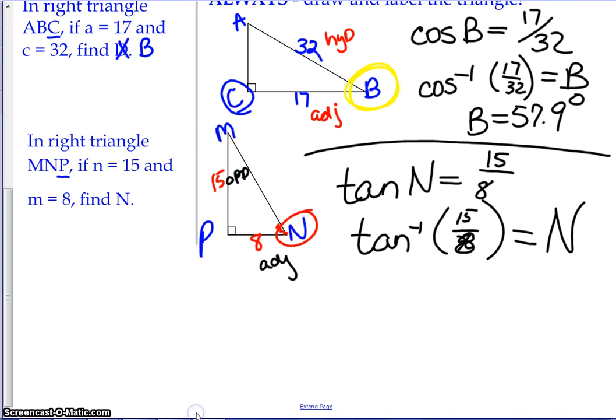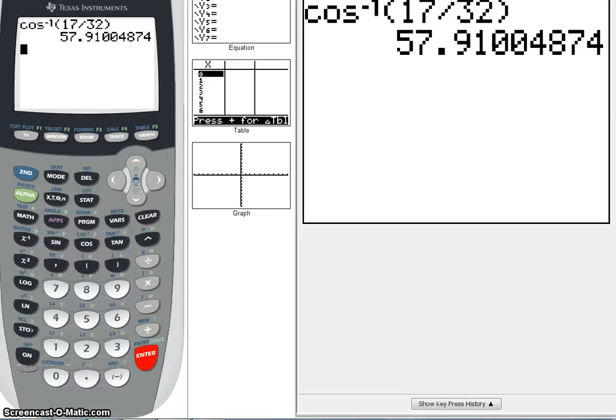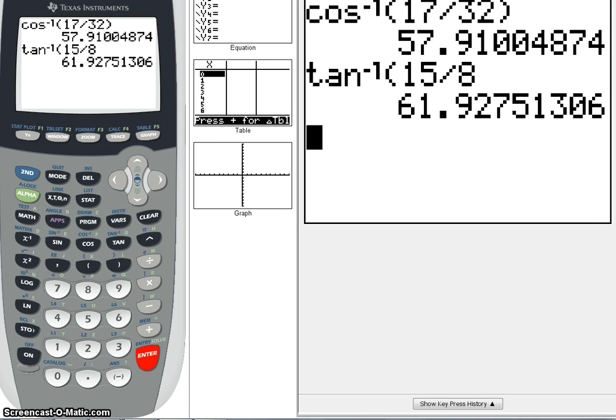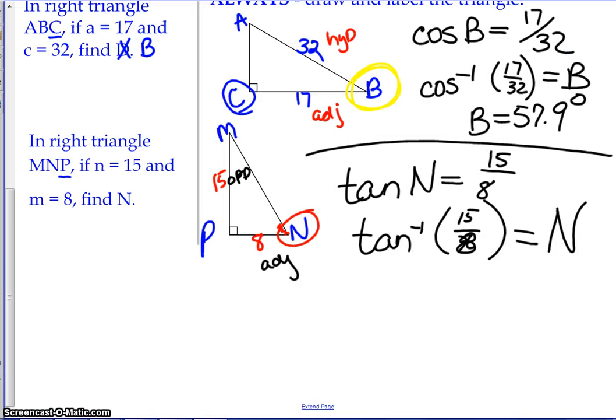Sorry, I'm trying to make it work here. All right, tangent inverse, we're going to go second tangent of 15 divided by 8. That's 15 over 8. I'm going to hit enter. 61.92. And again, we could probably say that's really close to 62, but we'll leave it at 61.92. So our answer, our angle N, is 61.92 or 62 degrees. I would have accepted probably either one, 62 or 61.9.